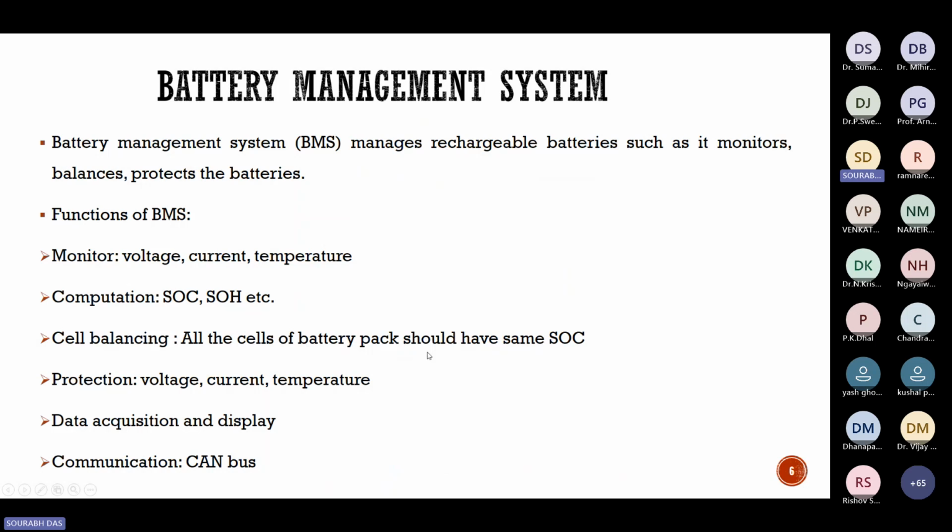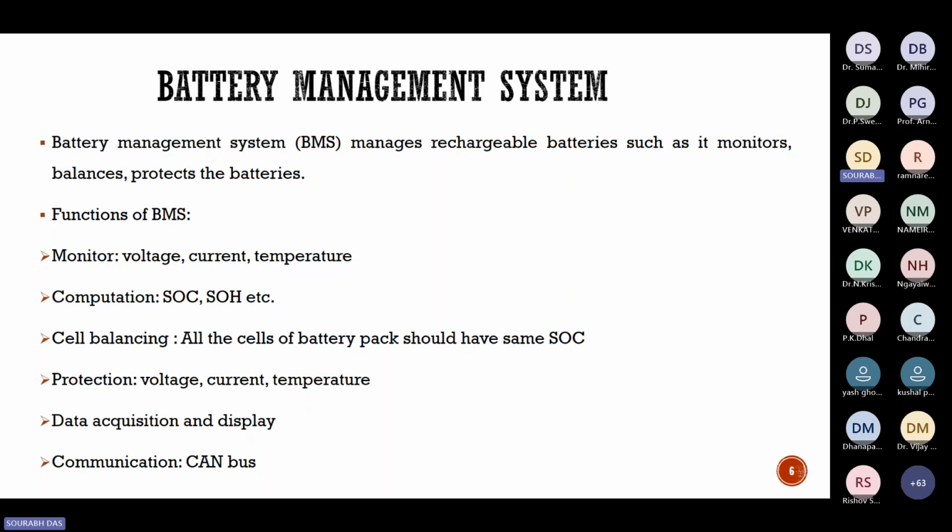So these are the things that I have discussed. The battery management system manages the rechargeable battery, such that it monitors, balances, and protects the batteries. It can measure and monitor the voltage, current, and temperature. Then for computational cases, it can estimate the SOC, SOH, SOP, and SOE basically. Then, as all the cells are not of the same SOC, cell balancing is required, which can be done by the battery management system.